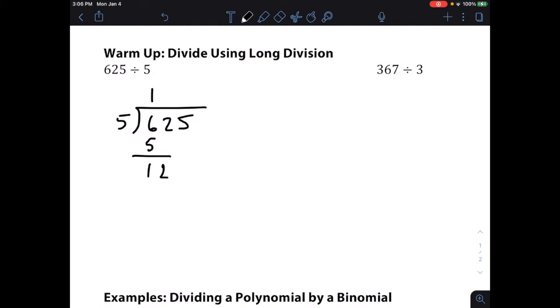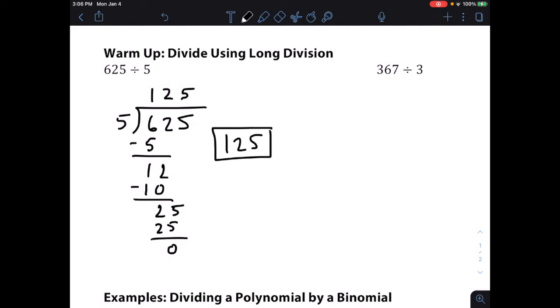Same question now. We're going to say, all right, 5 goes into 12 two times, and then 2 times 5 is 10, and 12 minus 10 is 2. I probably should put the minus signs there so you see what's going on. And then bring down that 5, and then we say, well, 5 goes into 25 5 times. 5 times 5 is 25. And if we end up with 0 down here, that's a good thing. That means that the number is divisible evenly by 5. So the answer in this case is 125. And the 0 means we have no remainder that we have to worry about.